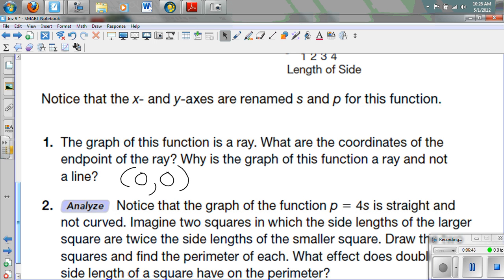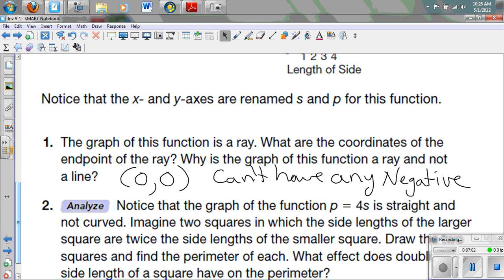And so why is the graph of this function a ray and not a line? Because we can't have any negative side lengths. And we can't have any negative side lengths because you can't have a negative side length on any distance. There's no negative distance. Okay?